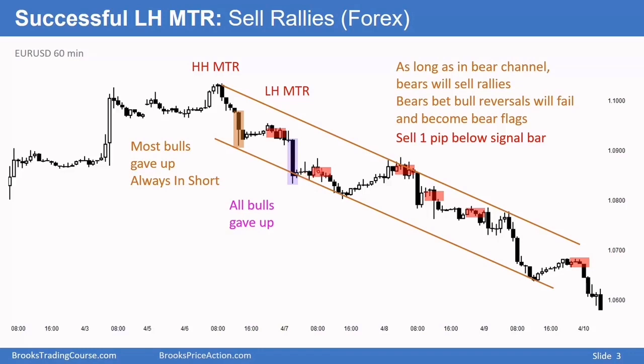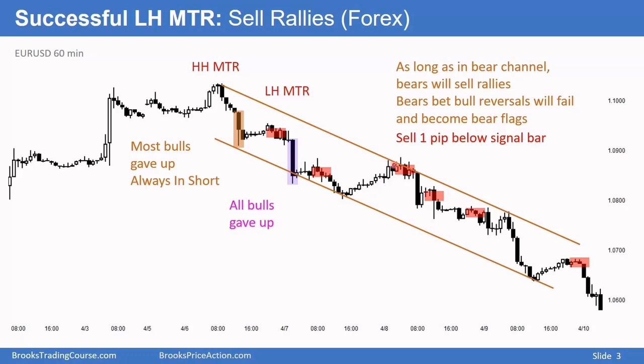And here we have even a better looking bear bar. And it's a second attempt by the bulls to reverse the trend. So the second time the bulls are reversing the trend and failing, the bulls give up. That's one of the reasons why low 2s in bear trends are so reliable, high probability trades. The bulls twice tried to reverse, they failed twice, they give up.